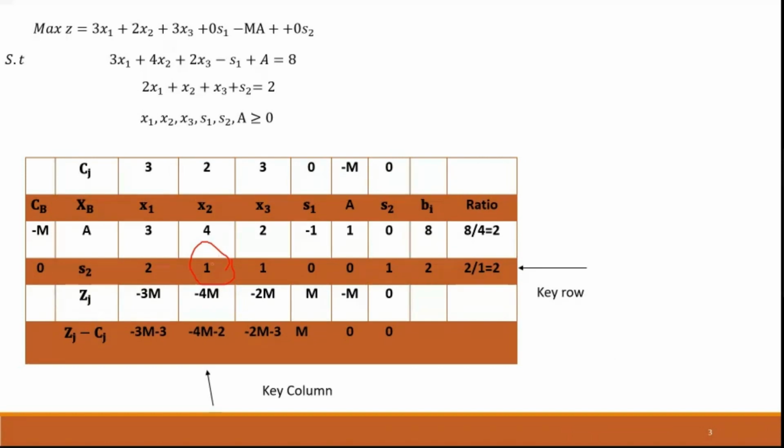Okay. So now अभी नेक्स्ट टेबल में हम लोग को क्या करना है, CJ वाला रो निकाल देंगे, CB वाला रो निकाल देंगे, ZJ वाला रो एंड रेशियो का जो रो है, पूरा कॉलम है, पूरा निकाल देंगे. We will have only these variables XB, X1, X2, X3, S1, S2, and then ZJ minus CJ. तो CJ को रिमूव करेंगे, CB वाले कॉलम को रिमूव करेंगे, रेशियो वाले कॉलम को रिमूव करेंगे और ZJ वाले रो को रिमूव करेंगे. And then we will write the next table.